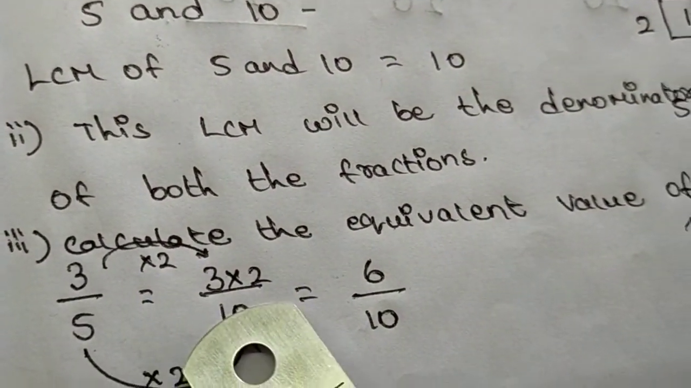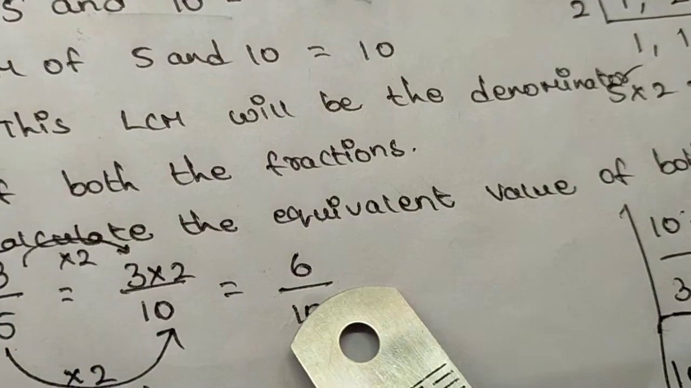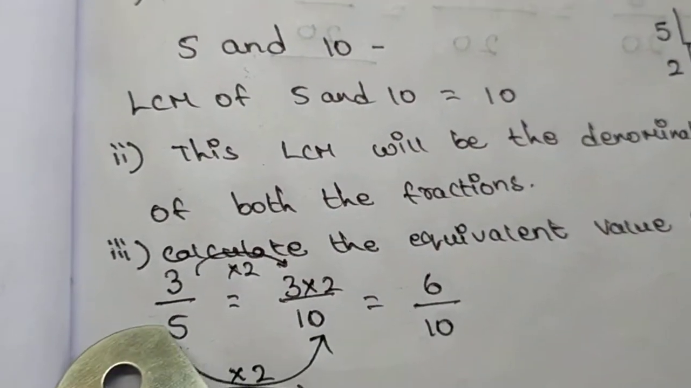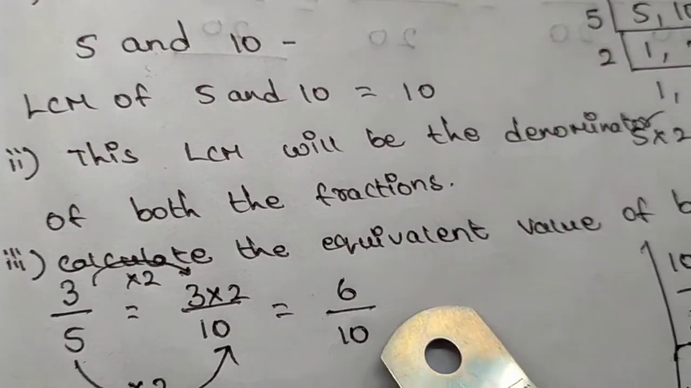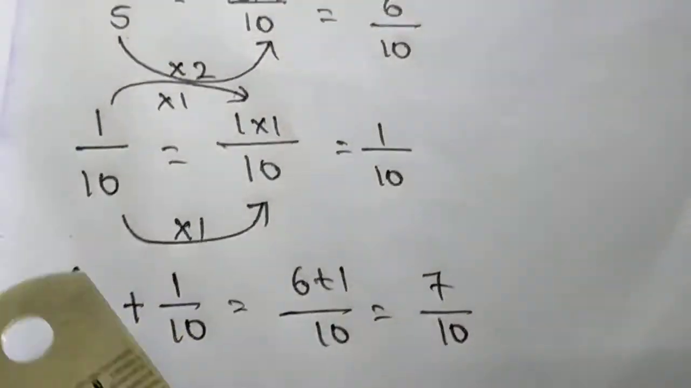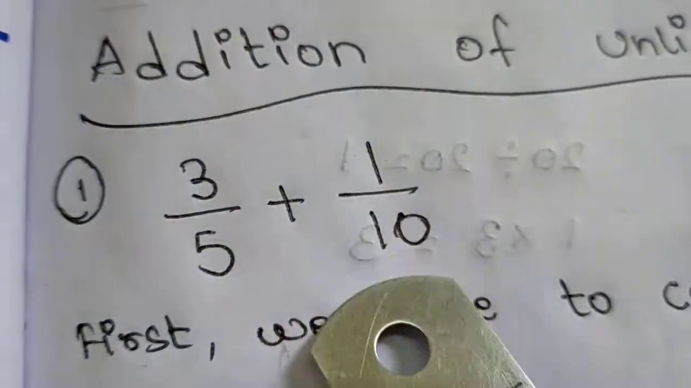So 3 into 2 by 10 is equal to how much? 6 by 10. So the first fraction you solved; you got the equivalent value, 6 by 10. Now you take the next fraction. What is the next fraction? 1 by 10.